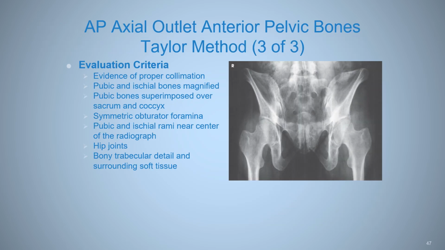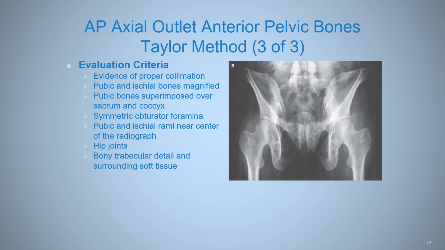Okay. So evaluation criteria, I decided to include this here because we're really not going to see the inlet-outlet pelvis series for routine x-rays. They just don't do them anymore. They're only useful in surgery for surgical repair of a fractured pelvis. So what are you going to see? How do you evaluate? How do you know you got a good Taylor method?